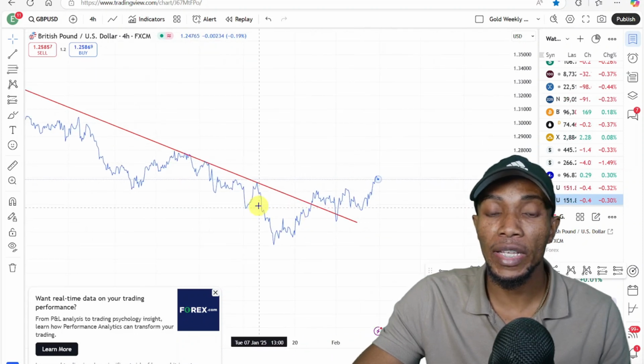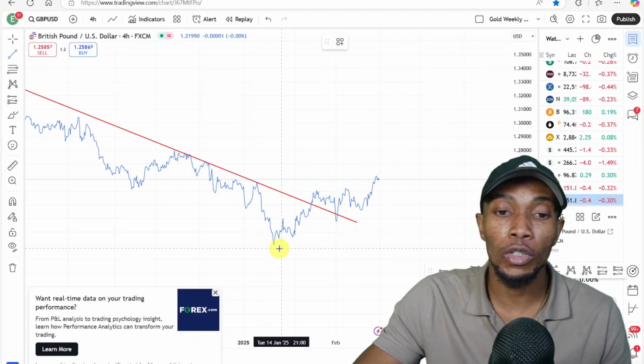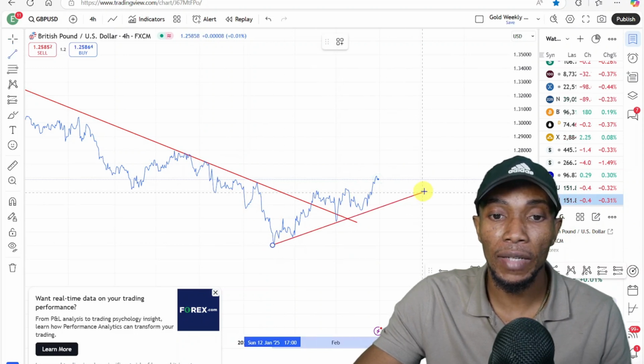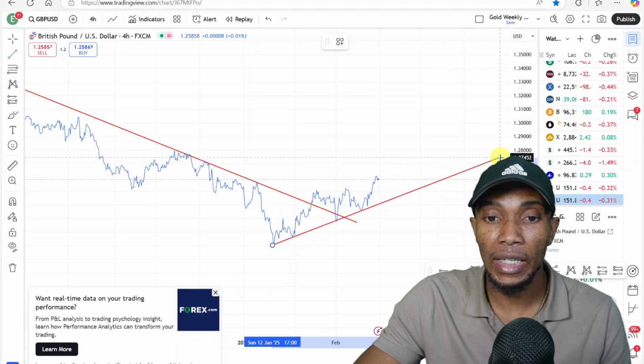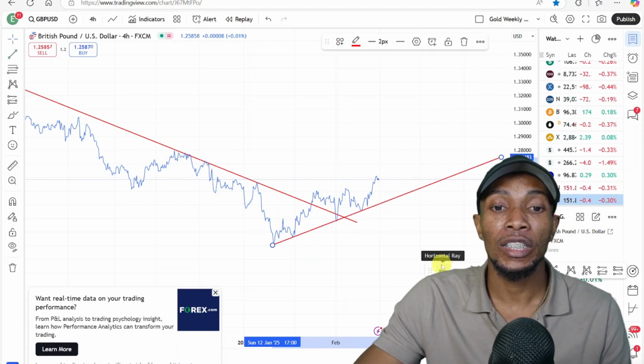So here we can identify a potential uptrend line. We're going to go from the swing low, identify at least 3 touches, and extend our line. And that's basically it.